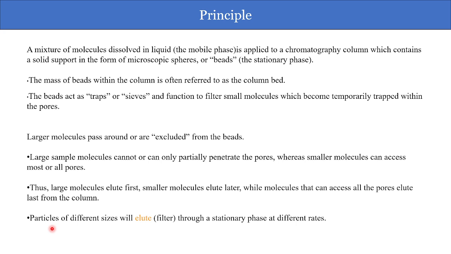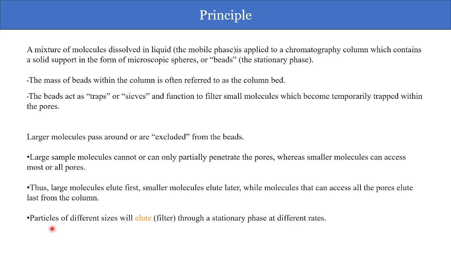So what happens here is that the larger molecules pass around or are excluded from the beads. If you have a bigger bead, the molecule enters. If it's even bigger than that, then it just passes on and is excluded from the beads. Hence it goes into the void volume. Then we have the larger sample molecules that can only partially penetrate the pores, whereas small molecules can access most of the pores. So larger molecules elute first, smaller molecules elute later, right? So this is the property.